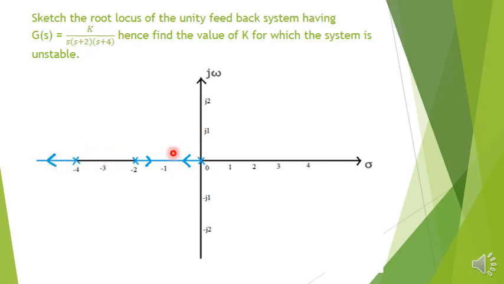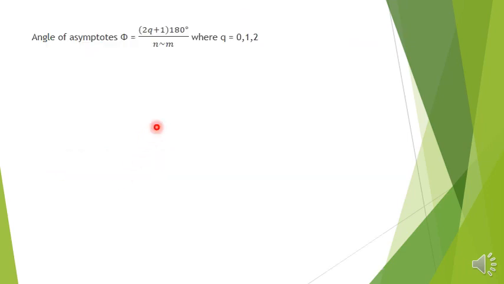Okay, so plotting the points, poles and zeros. In this there are no zeros, so only poles. Then, based on rule number 3, identifying the real part and assigning the direction. Next, we need to concentrate on the angle of asymptote.